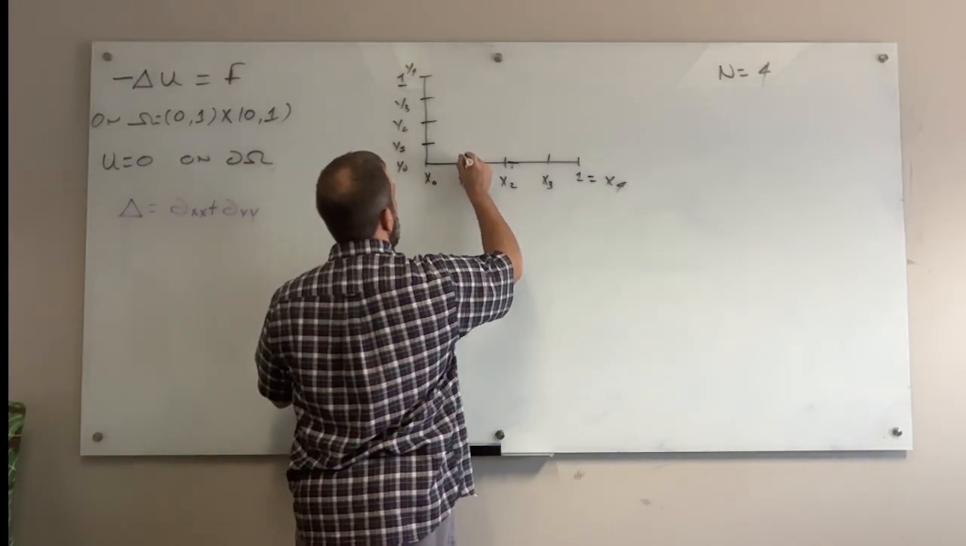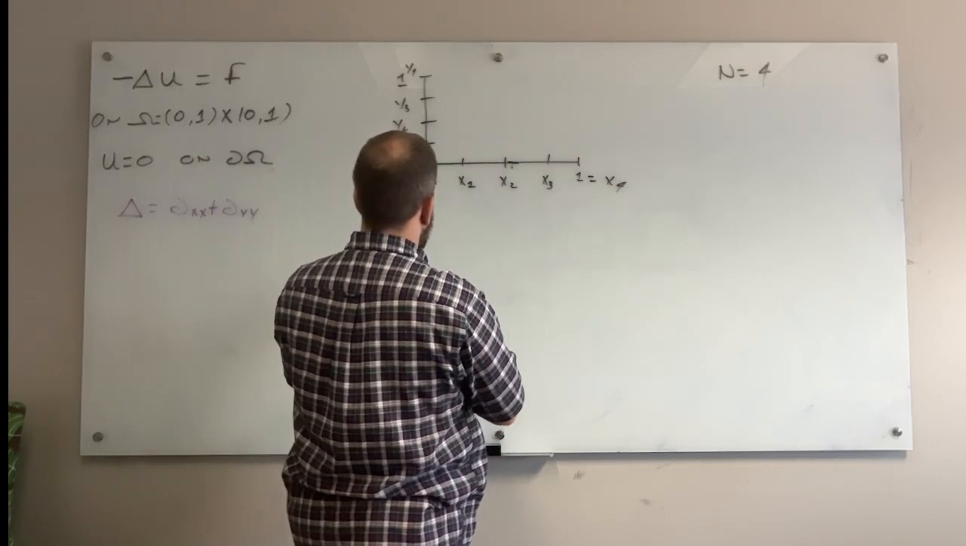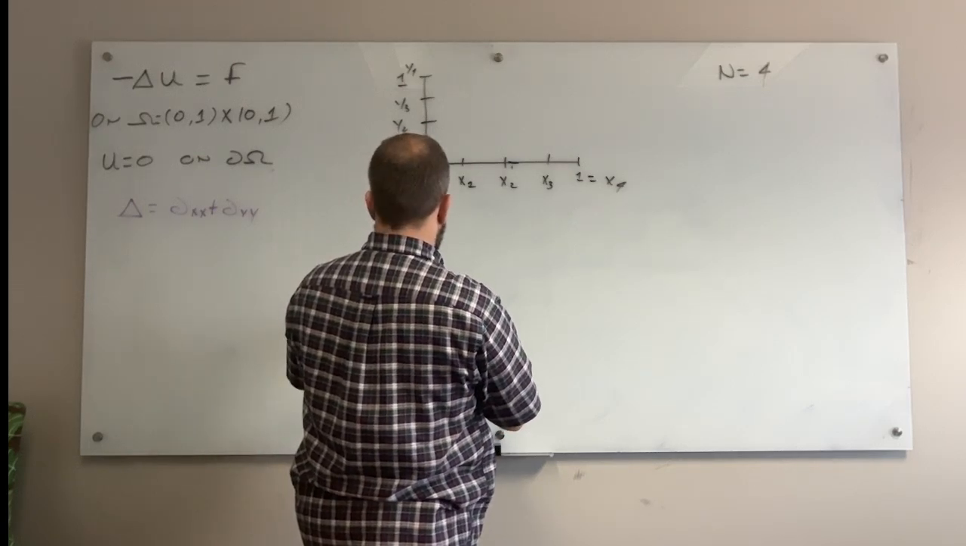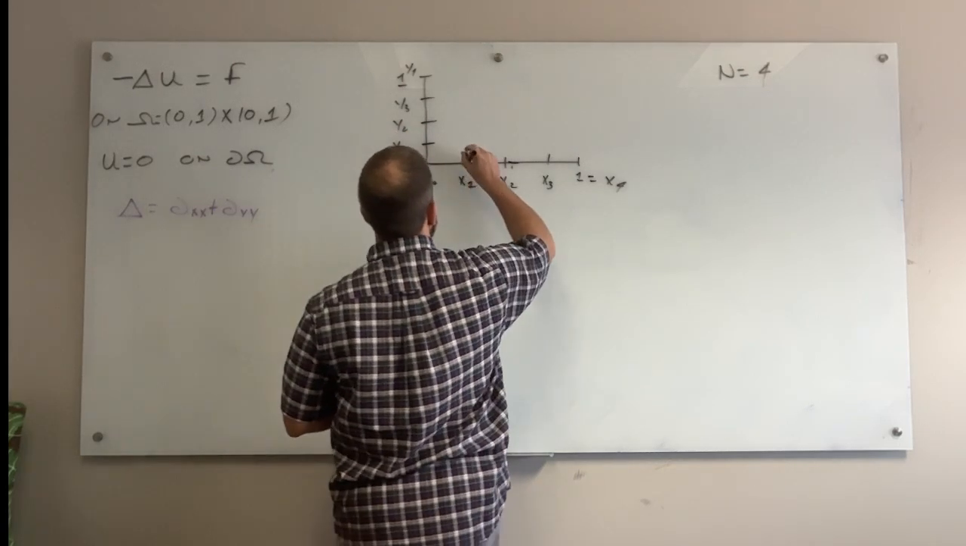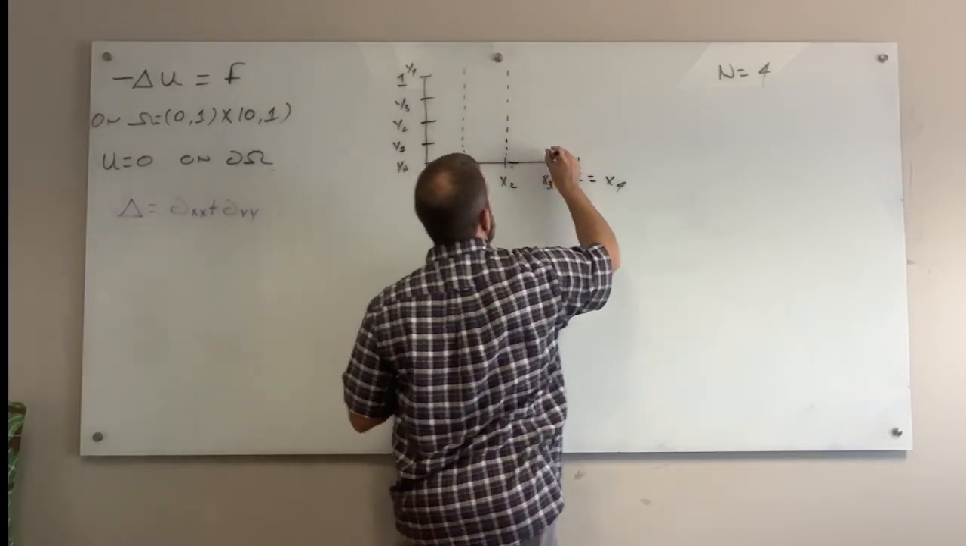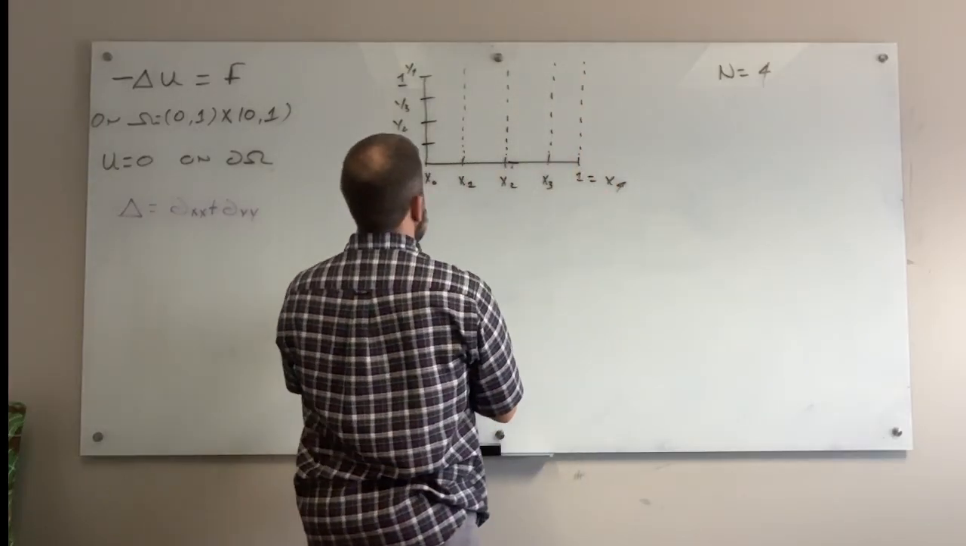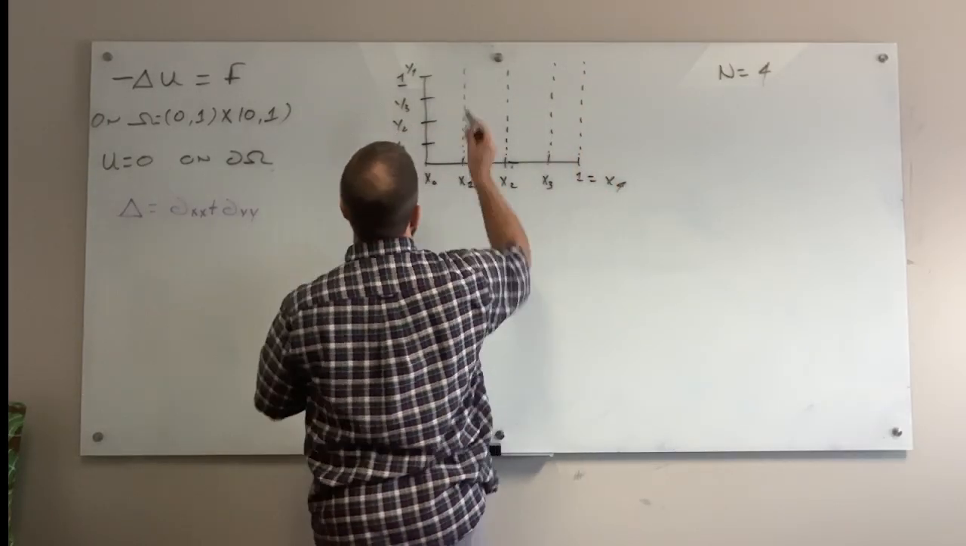All right, so now you have all of these grid points. So if I draw, let's see what color I want to use, if I draw lines, I'm going to do dashed lines like this. Okay, and then this way.